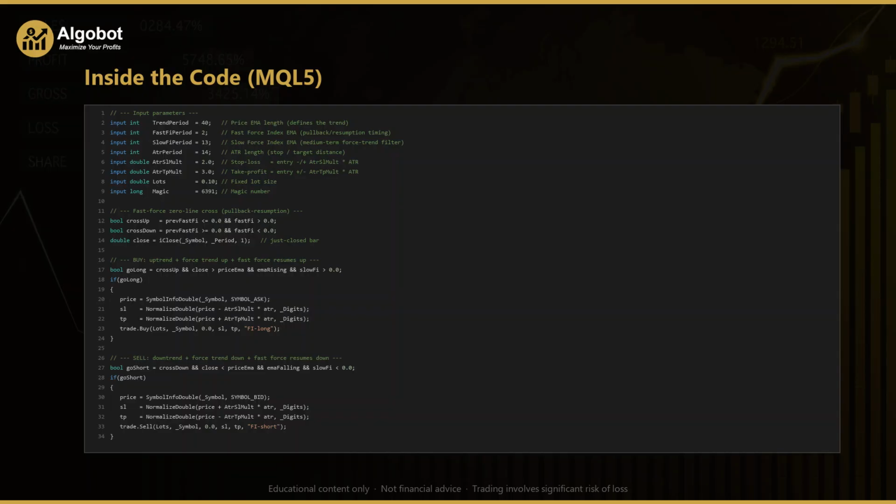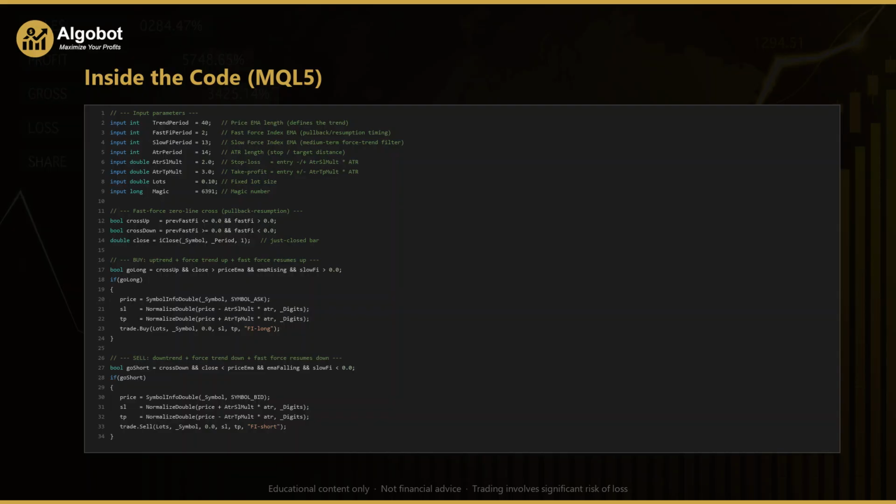Below that are the two Boolean flags for the zero-line cross. The variable cross-up is true when the fast force was at or below 0 on the previous bar and is now above it, while cross-down is the reverse. The strategy also reads the close of the just closed bar.